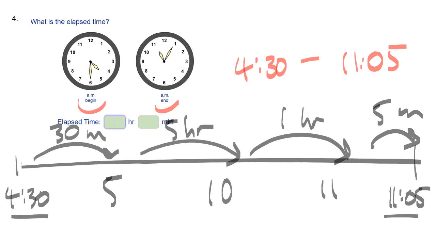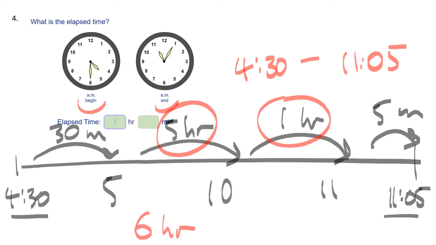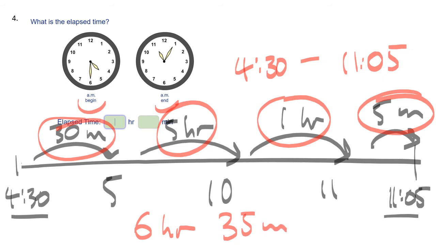And of course, this was 30 minutes here, which means 5 hours plus 1 hour is 6 hours, isn't it? 30 minutes plus 5 minutes is 6 hours and 35 minutes. And that should be your answer. Okay. Let's have a look at question number 5.